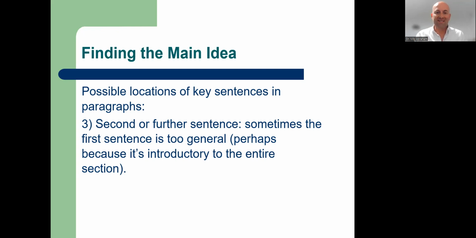If the first time you see a phrase like for instance, for example, or you see numbers or statistics is in the third sentence, then we can assume that the main idea is in the second sentence. However, if you see the details, the numbers, the statistics for the first time in the fourth sentence, then it's reasonable to assume that the main idea will be in the third sentence.